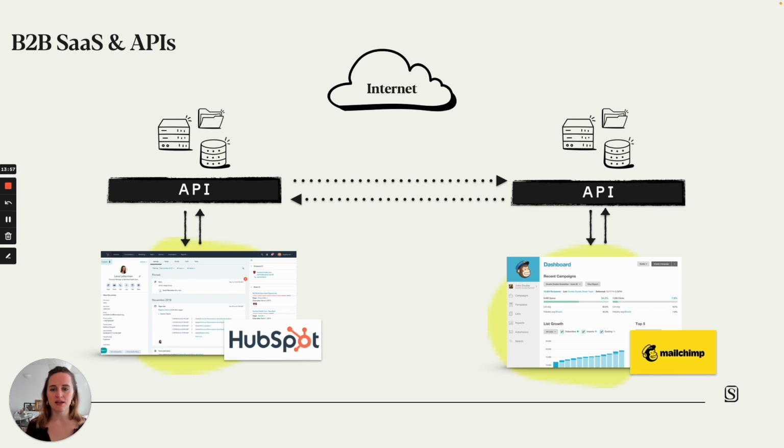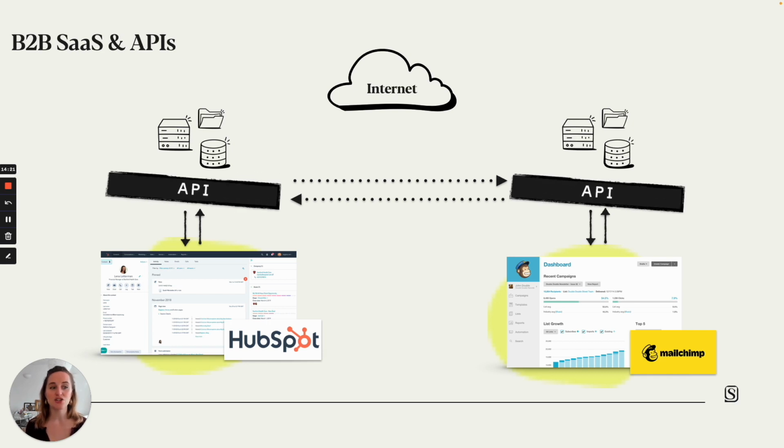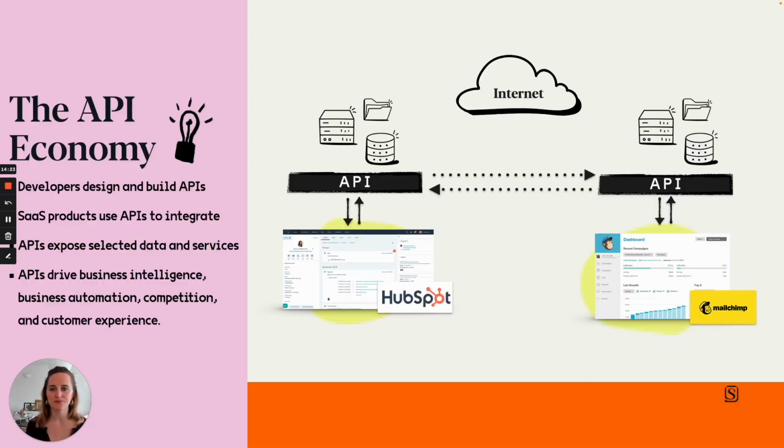Another example is when you integrate a customer relationship management system like HubSpot with a marketing automation software like MailChimp so that you can send the right email marketing to the right customers based on data in each other's systems. HubSpot developers don't need to know anything about MailChimp other than how to use its API to get marketing data and how to use the API in their code.